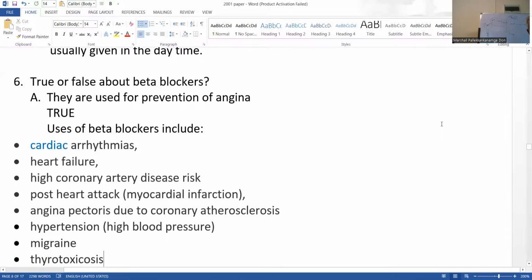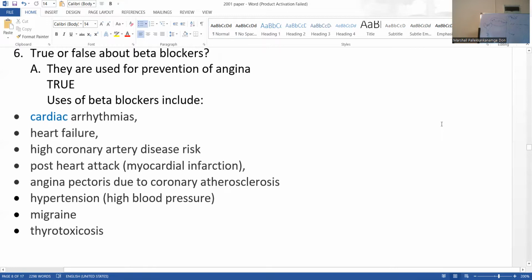True or false about beta blockers. This is question number 31. True or false about beta blockers? They are used for prevention of angina. That is true. Beta blockers have many uses. One is arrhythmia, heart failure, then coronary heart disease. After heart attack, they are given for angina, hypertension, migraine, and thyrotoxicosis. When the T4 levels are high, thyroxine levels are high.